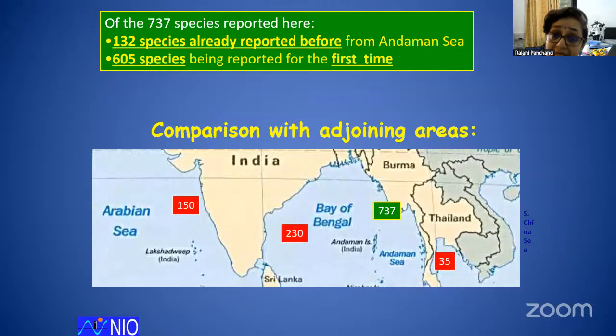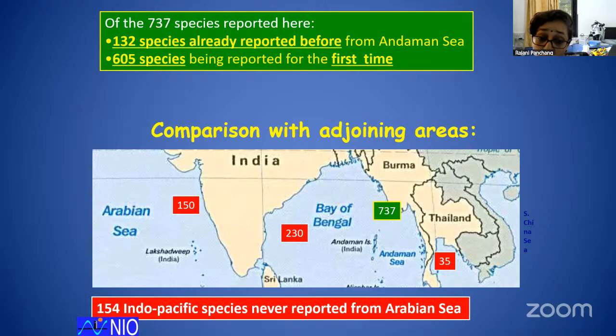Right? In that, I saw that out of the 737, these were the common. 230 species were common to Bay of Bengal. 35 species were common to this. And so I could find my area was comparable to which climate, which ocean body, which current system. And so how can I use it?